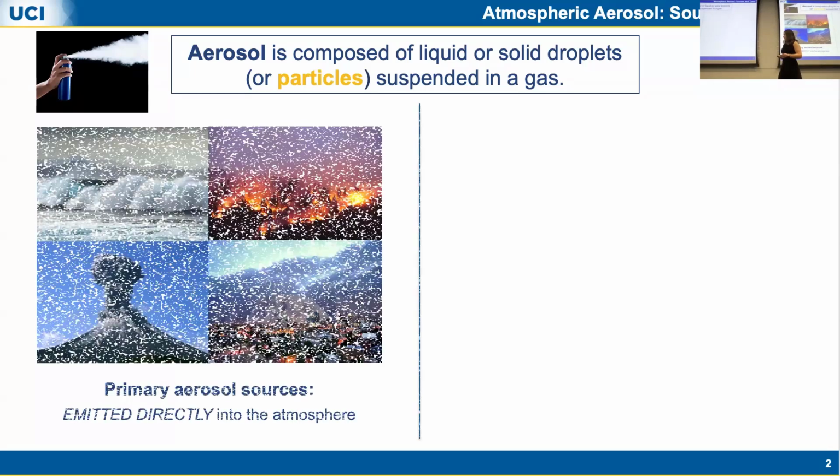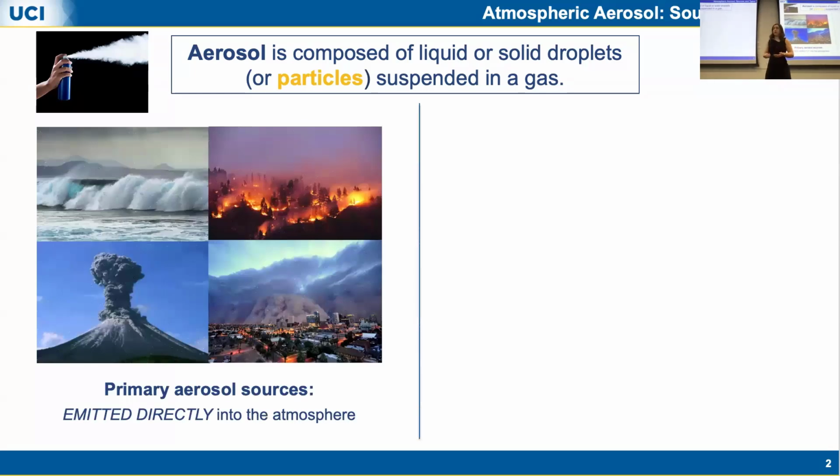But in terms of the atmosphere, we classify them in different ways. The first way is primary aerosol sources, and these are emitted directly into the atmosphere. Some examples of this are sea spray aerosols. For the surfers in the room, you have waves crashing on the shore, you get sea spray aerosol. In addition, biomass burning. Wildfire events produce a lot of organic aerosol into the atmosphere, and that's going to be the main component of my talk today. You can also have volcanic eruptions or dust storms that also emit aerosols directly into the atmosphere.